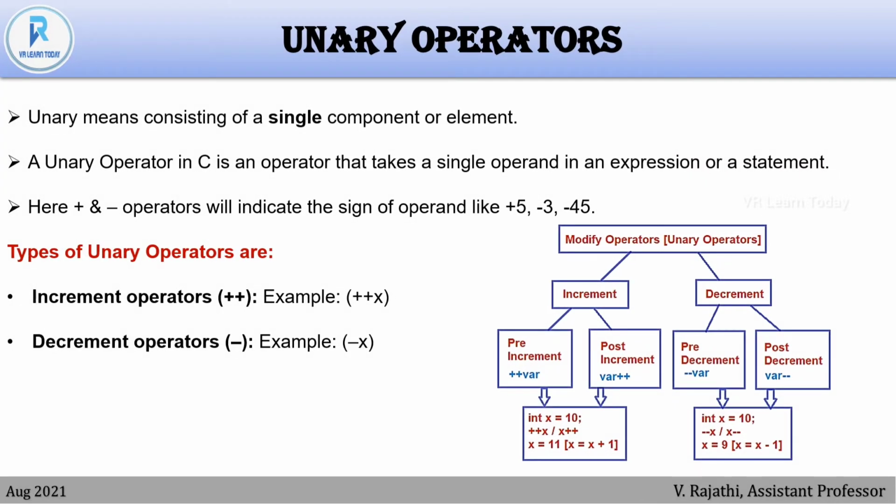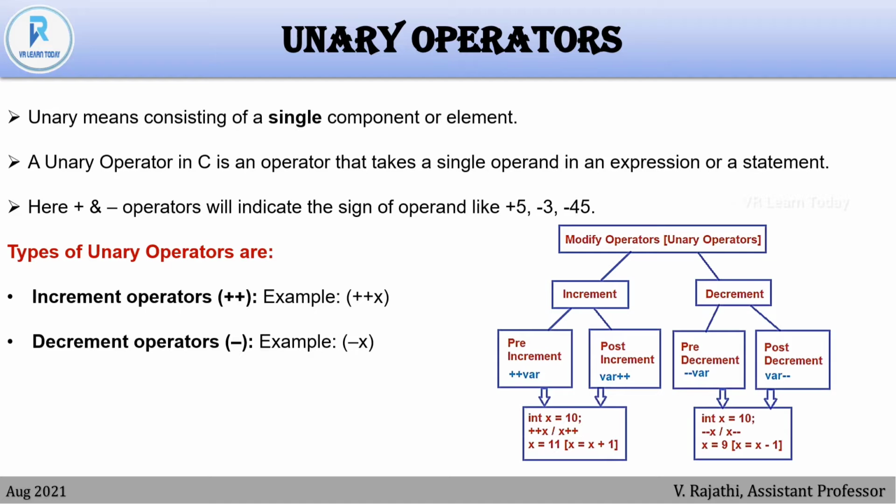Next, unary operators. We already discussed this, right? Unary means consisting of a single component or element. A unary operator in C is an operator that takes a single operand in an expression or a statement. Here plus and minus operators indicate the sign of the operand, like plus 5, minus 3, minus 45. Some types of unary operators are the increment operator and the decrement operator.